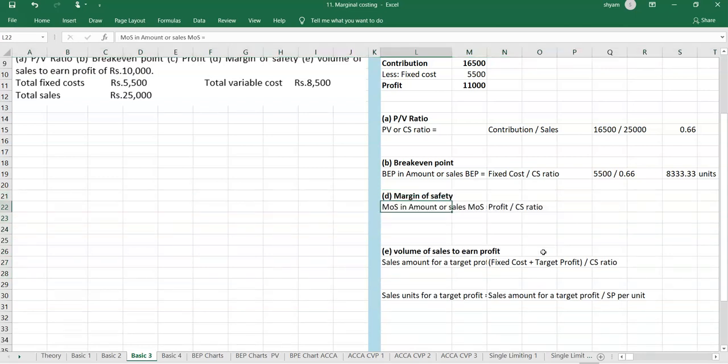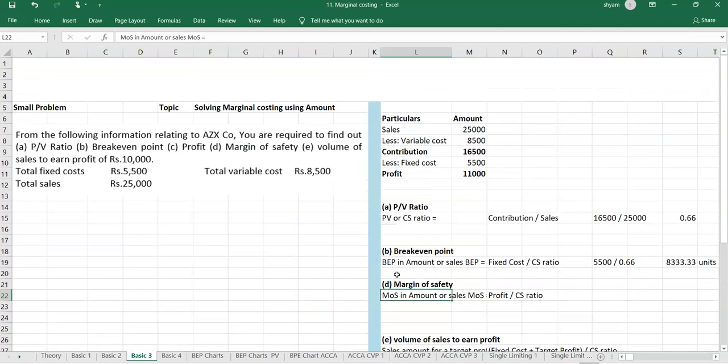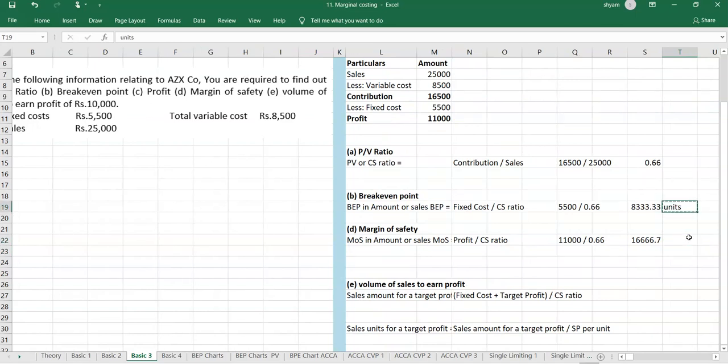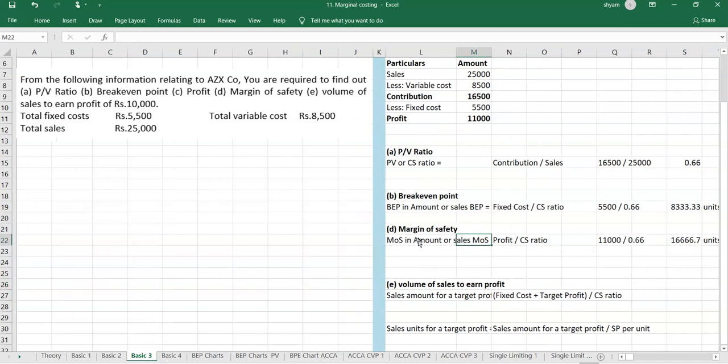So we'll do MOS. MOS is profit divided by CS ratio. Profit is 11,000. So we got the MOS sales. This is called either MOS in amount or sales MOS. Either way they can ask.